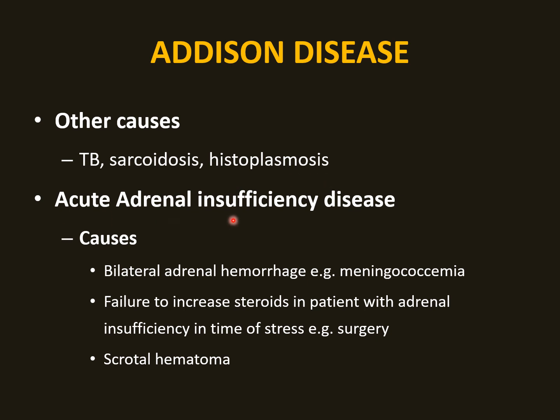Causes of acute adrenal insufficiency or adrenal crisis: severe sepsis, like in cases of meningococcemia, which can cause vasculitis and bilateral adrenal hemorrhage. Failure to increase the dose of steroids in patients with adrenal insufficiency, like congenital adrenal hyperplasia, in the time of stress, like surgery, or the patient did not triple the dose when they are ill or having fever. Adrenal hematoma also can cause that.